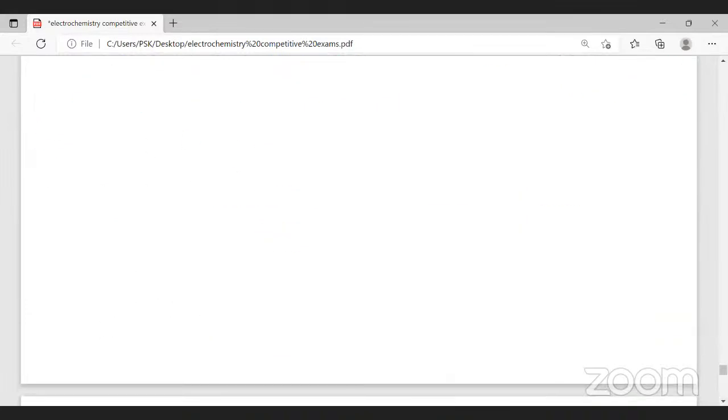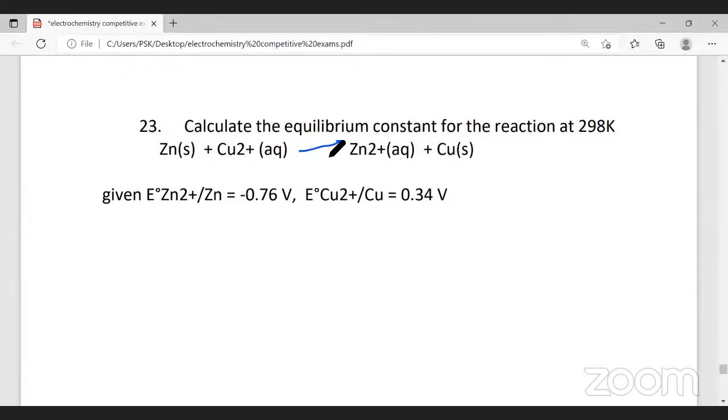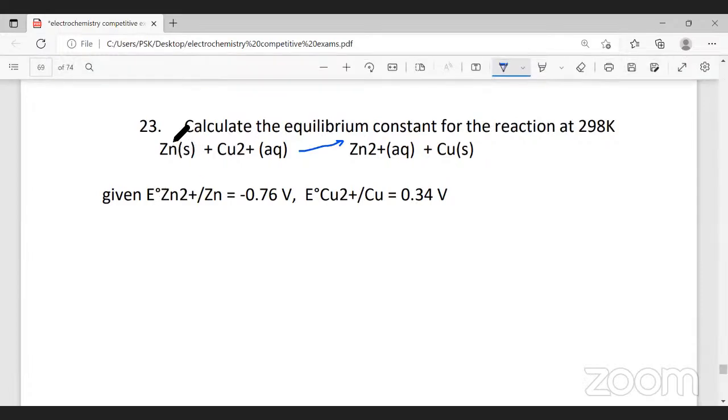Calculate the equilibrium constant for the reaction at 298 Kelvin. Zinc, the charge here is 0. Here the charge is +2. Zinc is undergoing oxidation. Copper from +2 to 0. Copper is undergoing reduction. Larger the value, reduction. Lesser the value, oxidation. I'm repeatedly using this statement. Please remember. They're asking you to calculate the equilibrium constant.